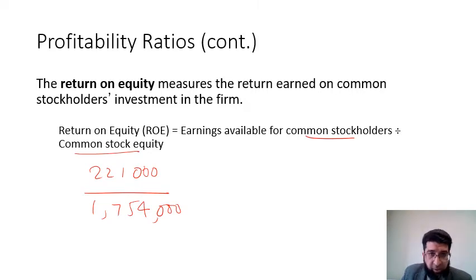Now equity is in dollars, not common stock outstanding. It's the common stock equity, so number of stocks multiplied by the stock price. That comes out to be 12.6%, which is fairly good. For every $100 invested in these firms as equity, the firm will give you a return of 12.6%. The higher the better, and it also has to be benchmarked to the industry and the time series trend.